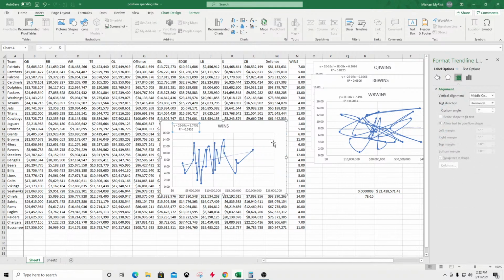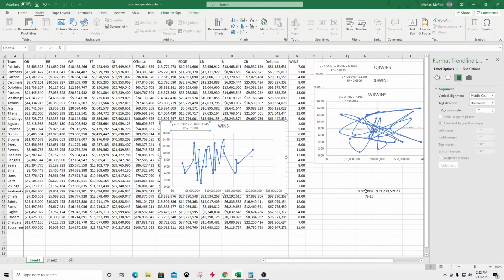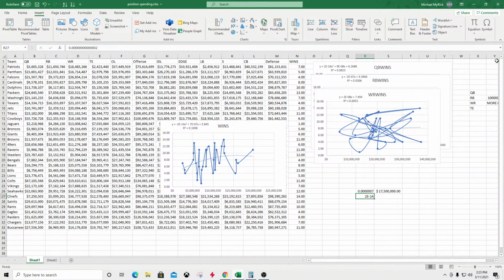Alright, I think again we're just going to see that the more you spend on receivers, nope, they've got a definite optimal. Alright, so this is 1, 2, 3, 4, 5, 6, 7. This is 1, 2, 3, 4, 5, 6, 7, 8, 9, 10, 11, 12, 13, 14, 17.5 mil on tight ends.